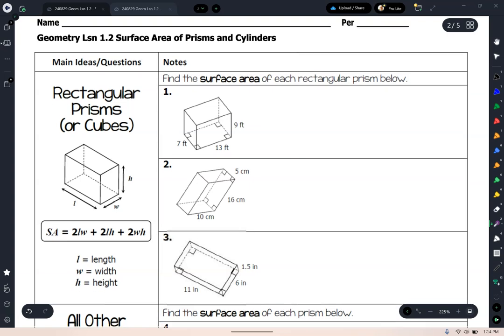Rectangular prisms, obviously, are pretty simple. We noticed this as we were shading. We've got all these different sides, right? We've got the front and the back, the top and the bottom, the left and the right. So we have these 6 sides.